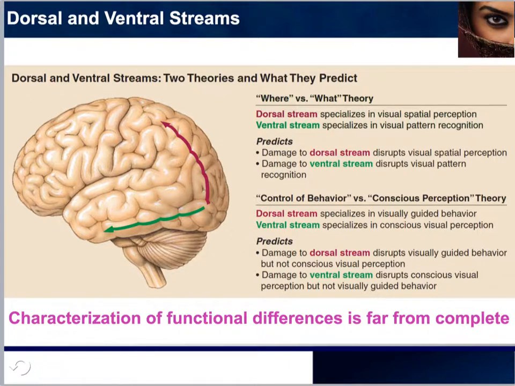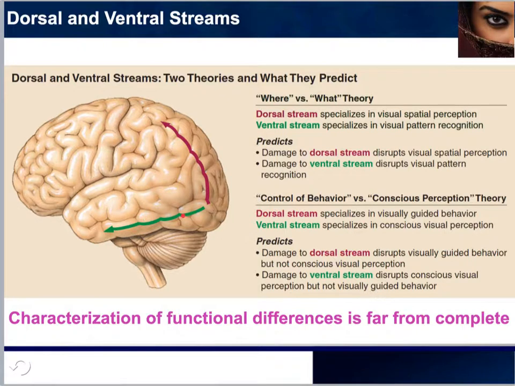So any damage to the dorsal stream can actually disrupt our visual spatial perception. You may not know where things are. And it can also disrupt visually guided behavior, but not conscious visual perception. So you may not be able to guide yourself specifically through your eyes, but you may still be able to perceive in a conscious way what's there.